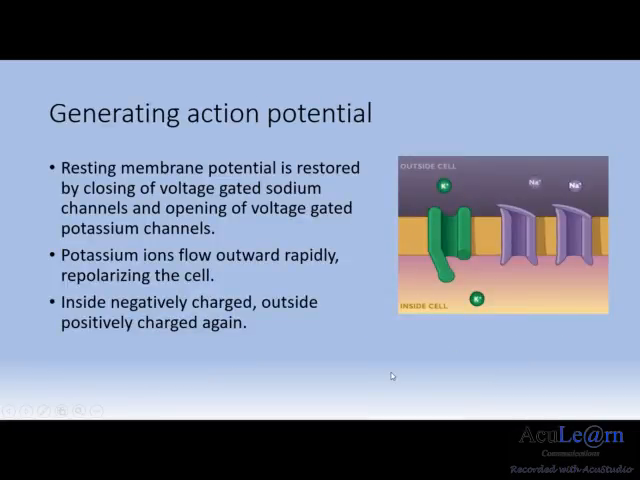After the generation of the action potential, the resting membrane potential can be restored by the closing of voltage-gated sodium channels and the opening of voltage-gated potassium channels. As the inside of the membrane is now positively charged, some of the potassium ions are repelled outwards as they themselves are also positively charged ions. This outward movement of potassium ions to the outside of the membrane serves to repolarize the cell, allowing it to be more negatively charged. Eventually, the membrane begins to return to its resting potential when the inside is negatively charged and the outside is positively charged again.